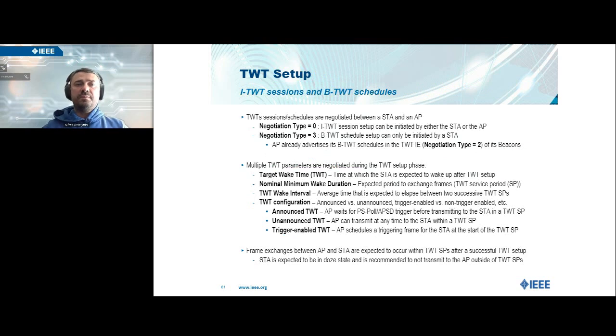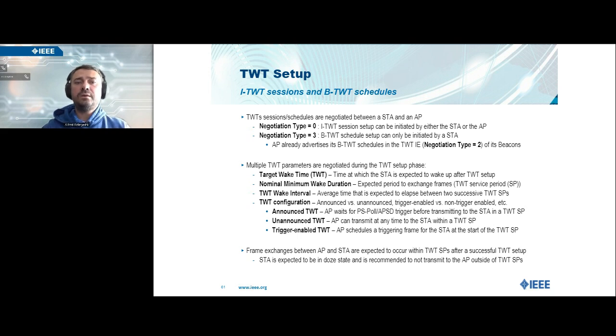So in terms of the TWT setup, which can be applicable to both individual TWT sessions and broadcast TWT schedules, essentially the TWT setup is the first part of the protocol. So you set up a particular session. You can identify what type of session you're trying to set up by the negotiation type. So if you set it, for example, to 0, then you're requesting an individual TWT session. And if you set it to 3, then you're negotiating a broadcast TWT schedule. The TWT element that is provided in beacons has its own negotiation type setting to identify a broadcast advertisement, and this is negotiation type 2.